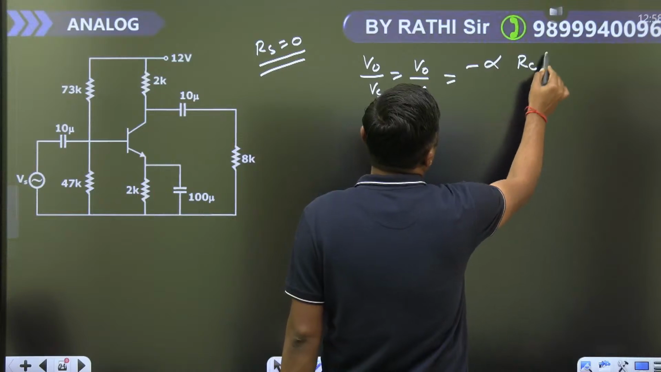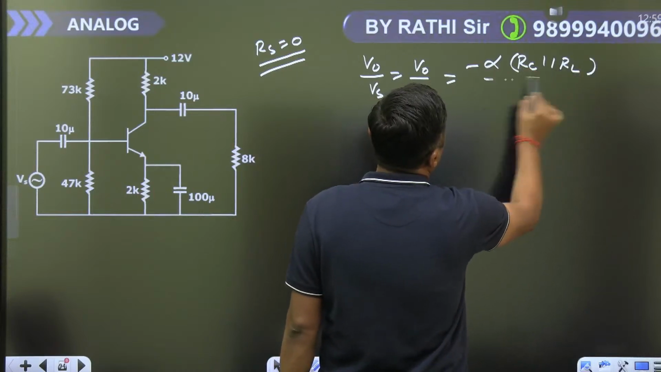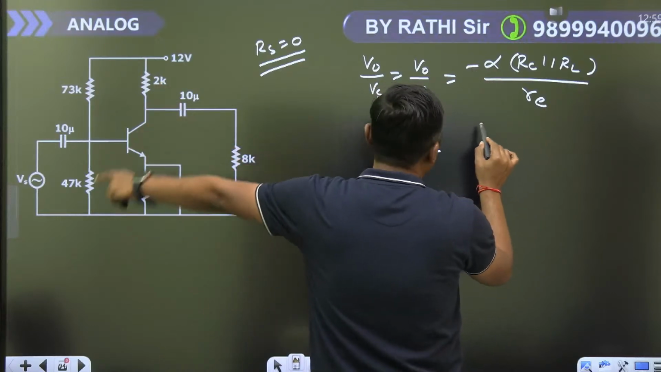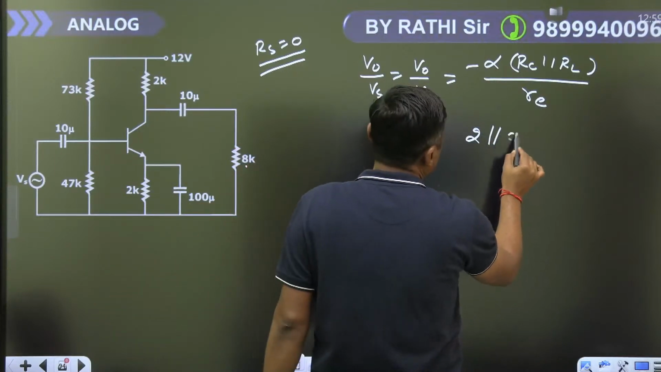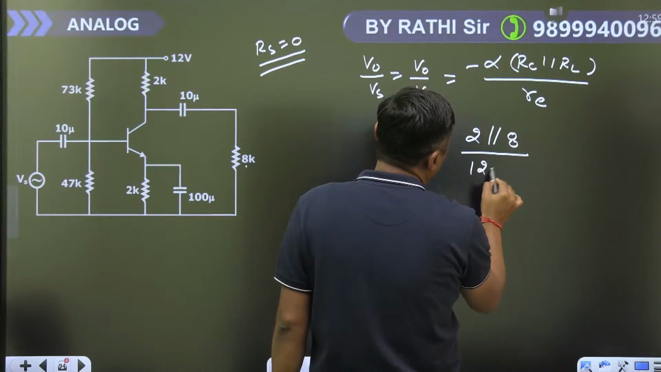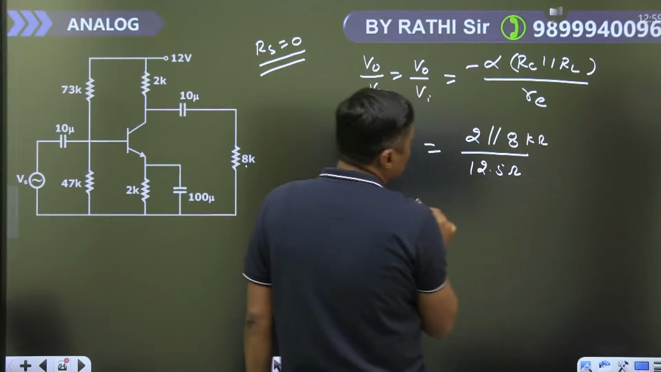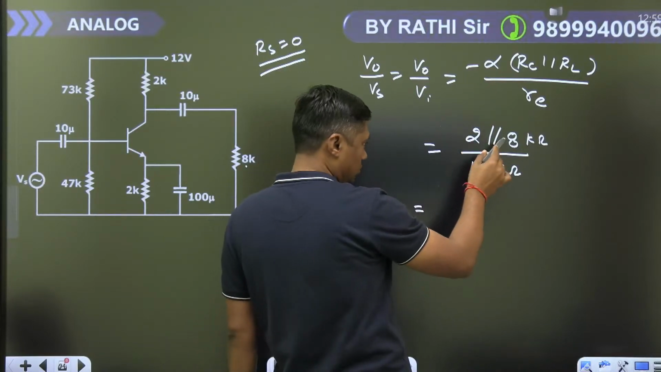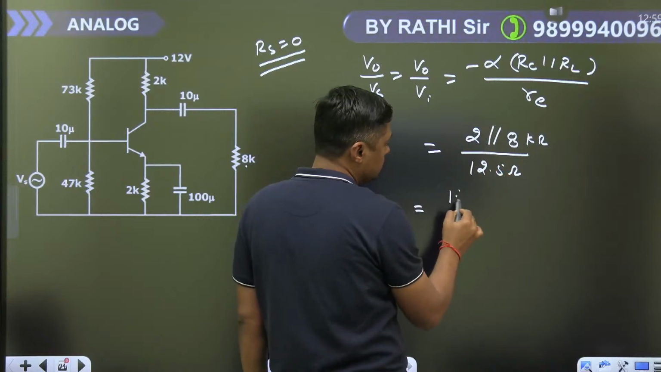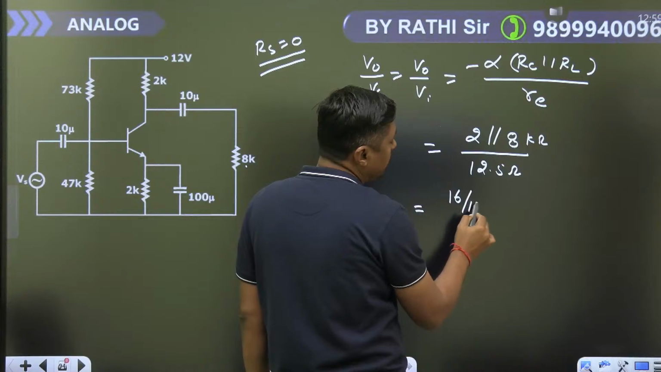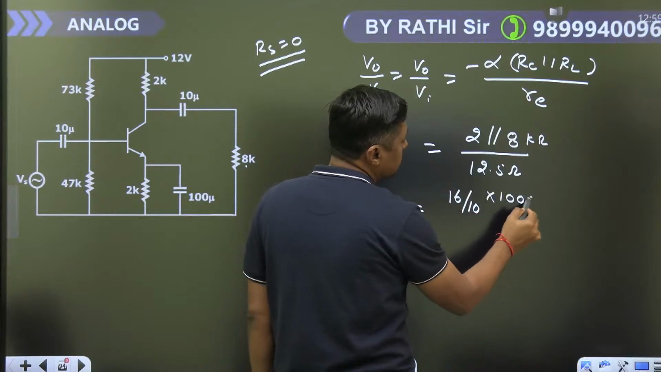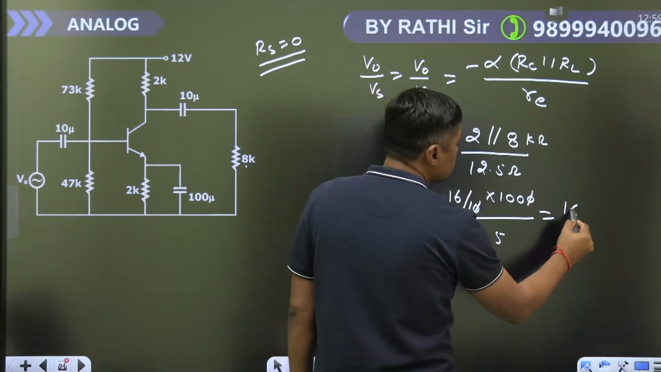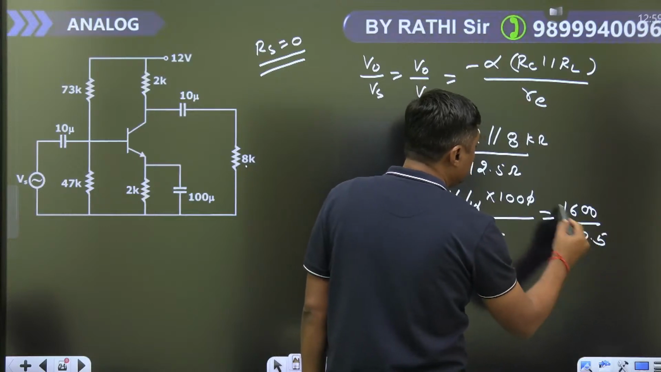Minus alpha Rc parallel with RL upon Re. What is the alpha? Beta is very, very large, so alpha is 1. Rc 2 kilo ohm, parallel with 8 kilo ohm, upon Re 12.5 ohm. That is in kilo ohm. What is the parallel combination of 2 and 8? 16 divided by 10. Kilo ohm multiplied with 1000 is converted into ohm, upon 12.5. So it will become 1600 divided by 12.5 with negative sign.